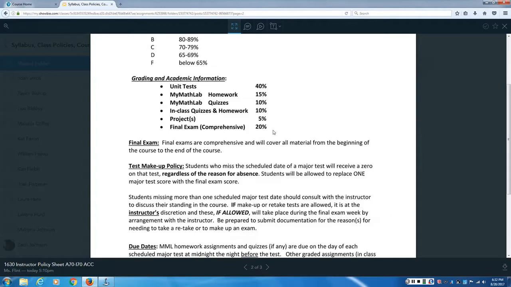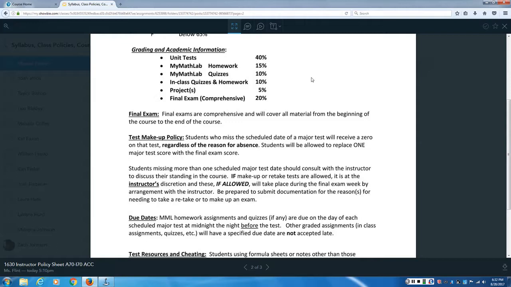But I know most everybody's interested in how you are going to determine my grade, so I'm going to talk about that a little bit. Your unit tests count 40%. You basically have 4 tests plus a final. Even though we cover 5 different chapters, we have 4 tests plus a final. So each of those unit tests, chapter 1, chapter 2, chapter 3, and chapter 5, count basically 10% each for your final grade.